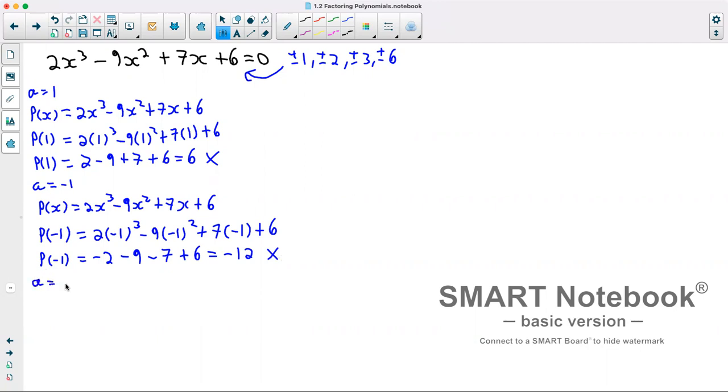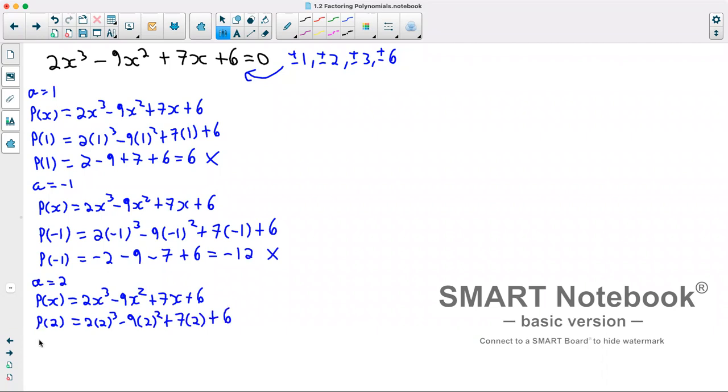Next one we will try is a equal to 2. Once again, the polynomial is 2x cubed minus 9x squared plus 7x plus 6. So we'll insert 2 in. We have 2 times 2 cubed minus 9 times 2 squared plus 7 times 2 plus 6. So 2 cubed is 8 times 2 is 16. Then 2 squared is 4 times negative 9 would be negative 36. Then 7 times 2 is 14, plus 6. So we have 0. So we know x minus 2 is a factor.